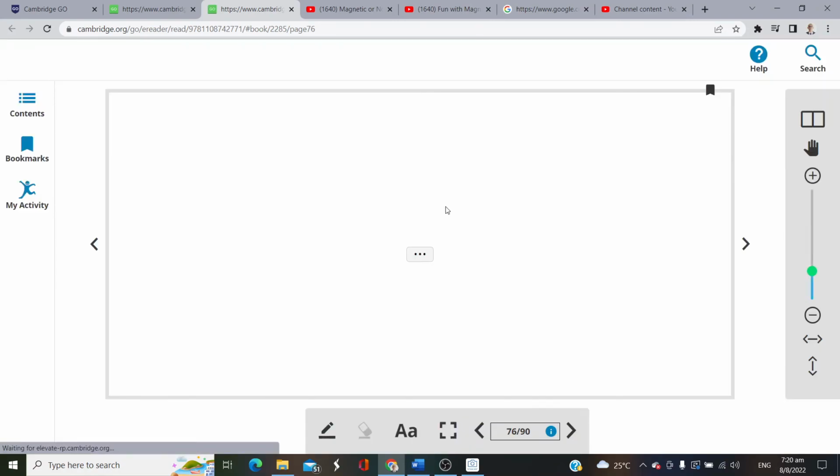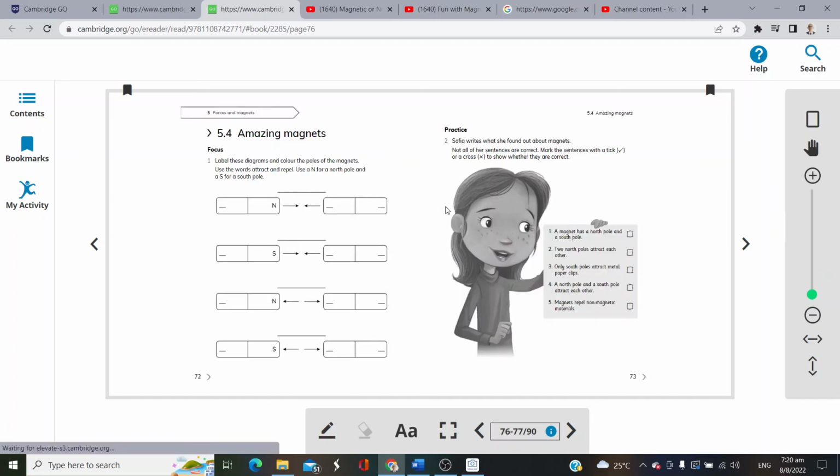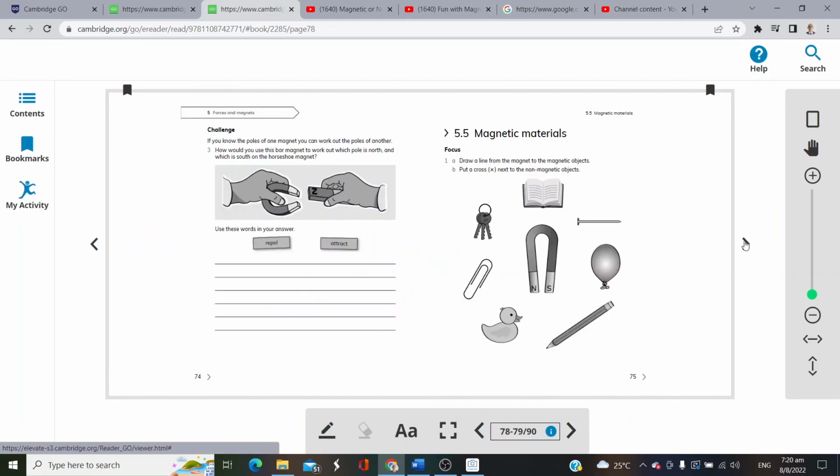If you have extra time left, please open your workbook. I think some of the class have the workbook. You need to complete all the previous questions, like Amazing Magnets here. You need to complete this. I think I told you before we did this in our class. Now for 5.5 Magnetic Materials, leave it. Don't do it yet.